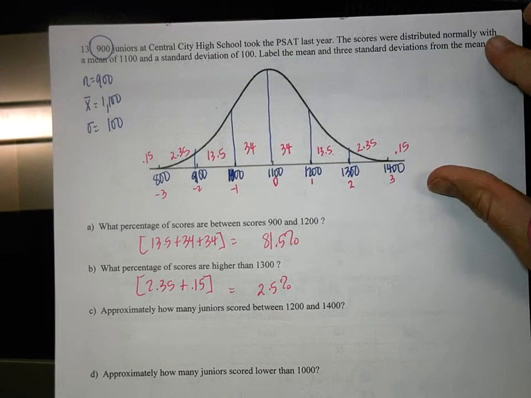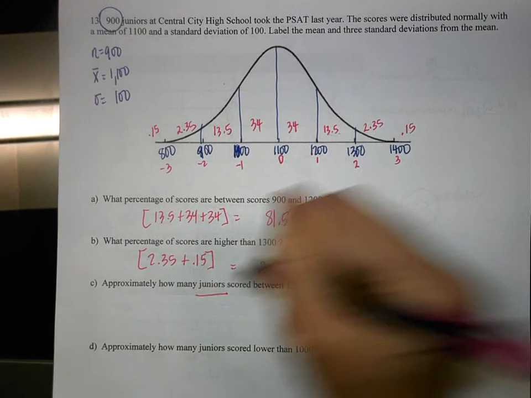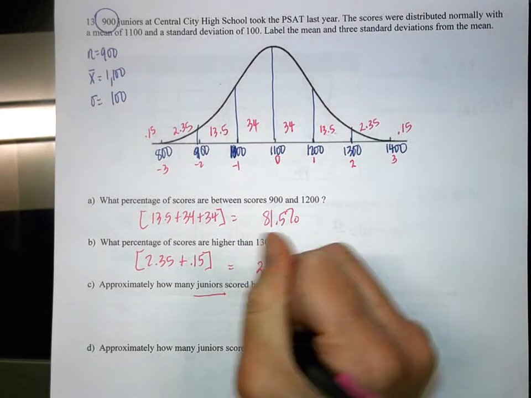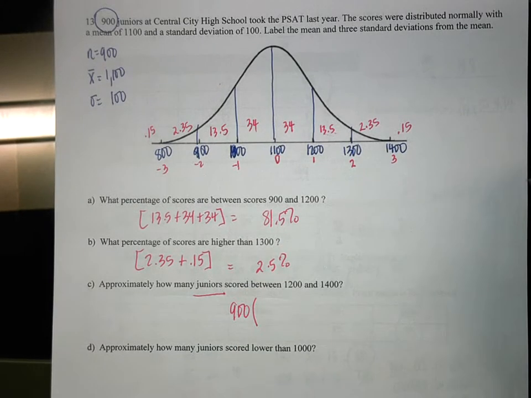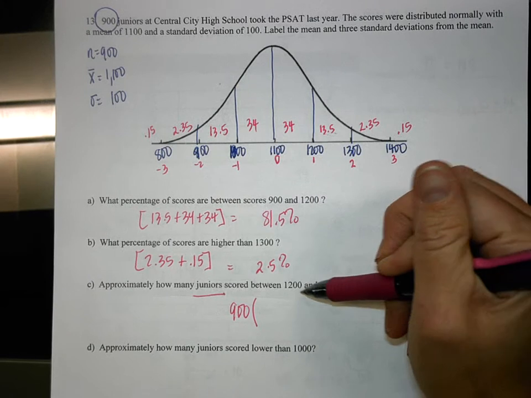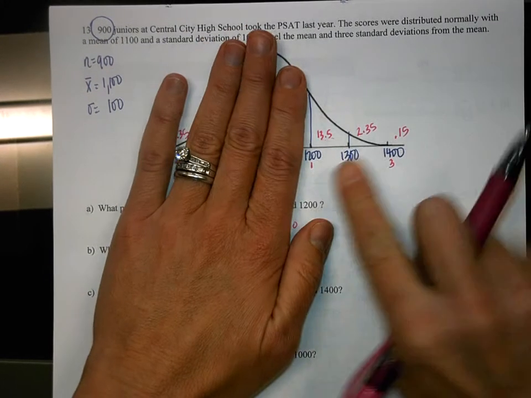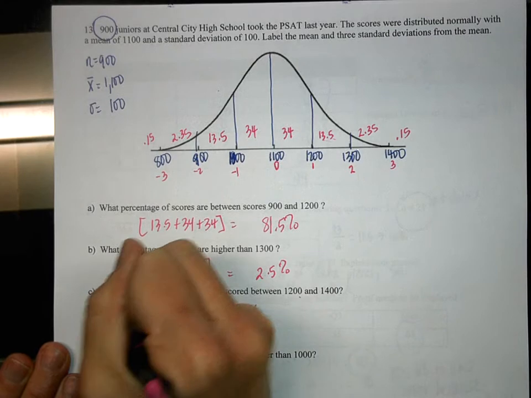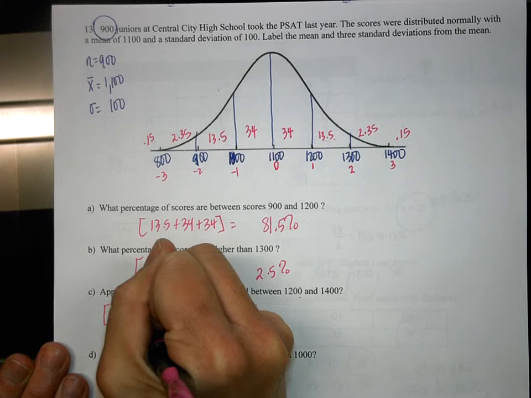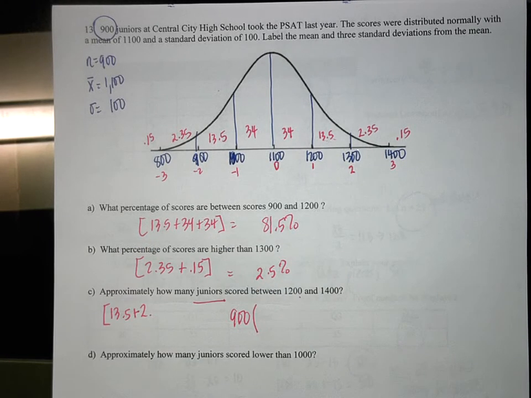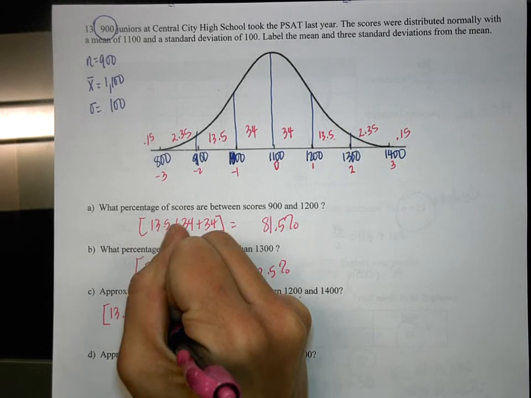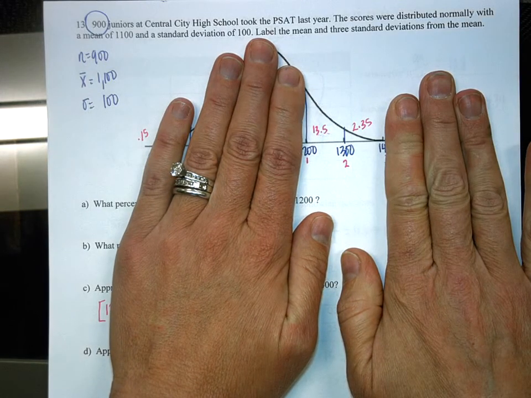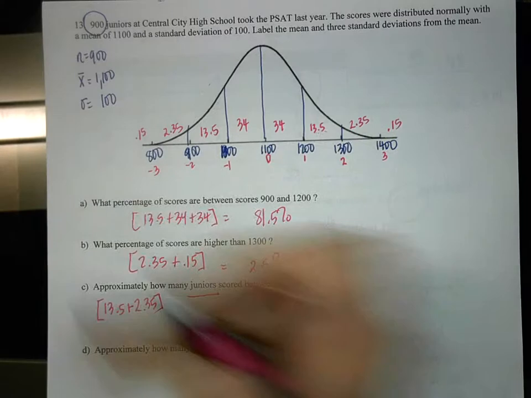C says approximately how many juniors? So whenever they're asking you how many of something, you have to take your total number. So I know I'm going to take 900 and I'm going to multiply it by something. And it says approximately how many juniors scored between 1200 and 1400. So here's 1200 and 1400. We need to add up those percentages, which is 13.5 plus 2.35. And so again, scores between 1200 and 1400. Okay, 1200 to 1400 is right there. Adding up those two percentages, which equals 16%.